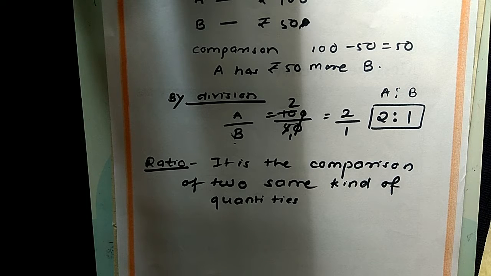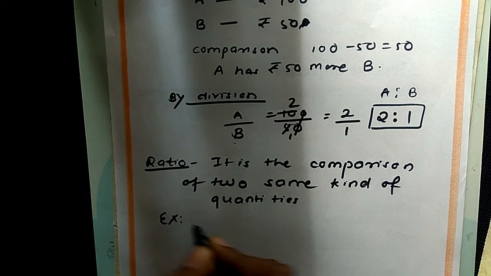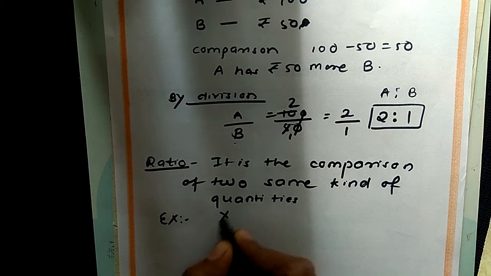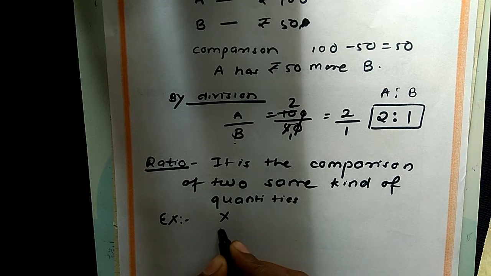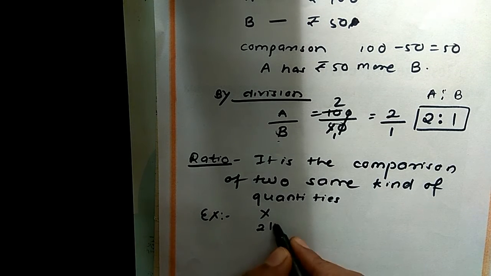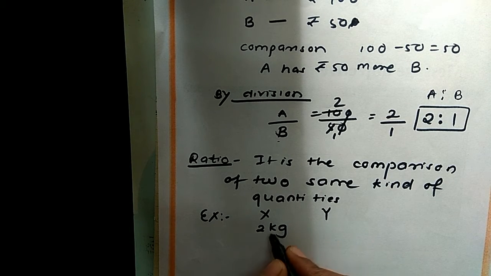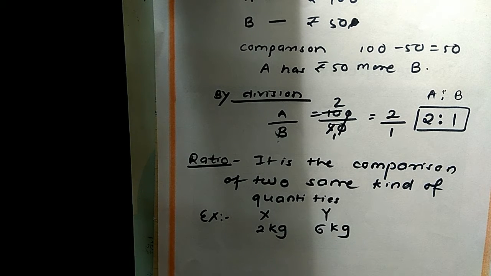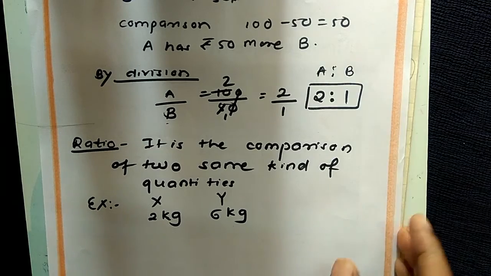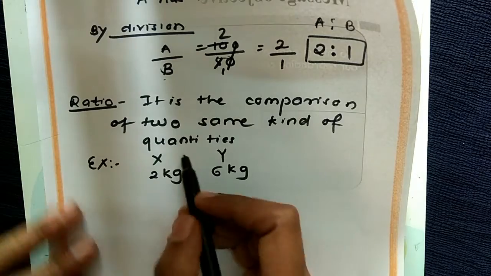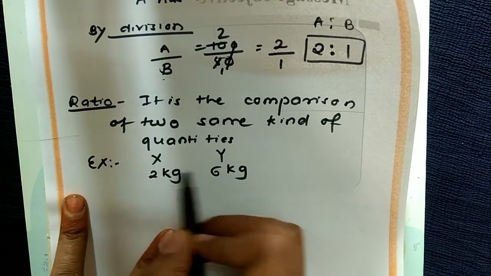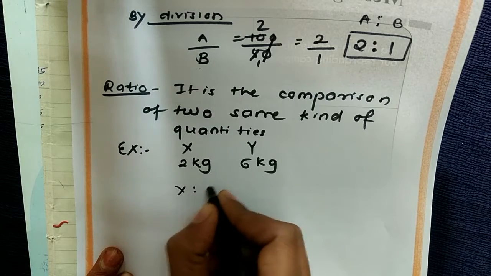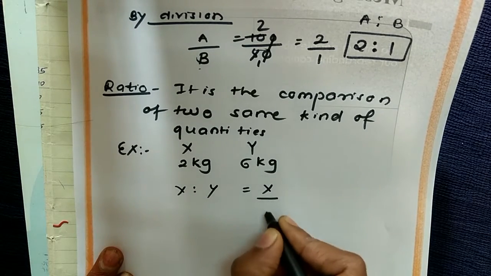So let us take an example. We are comparing, let us take the person X. He has 2 kg of rice, and person Y has 6 kg of rice. How are we going to compare this? By writing the ratio. The ratio can be written in numerator denominator form or the fraction form. So we are comparing the ratio of X and Y. Here X is to Y, which you can write as X upon Y.